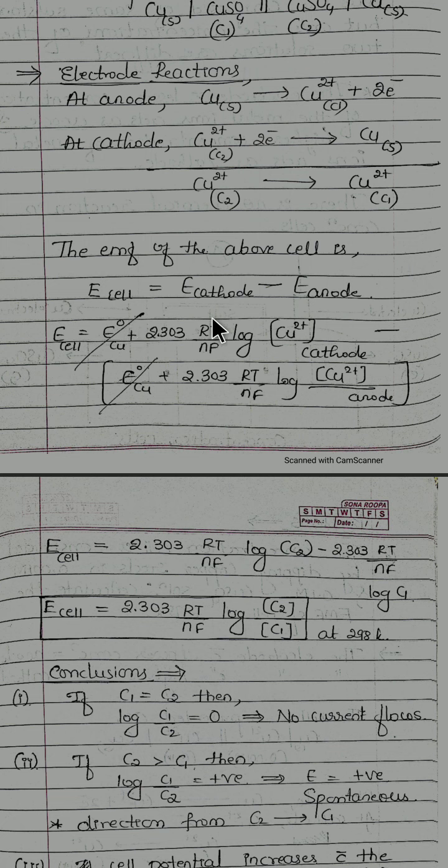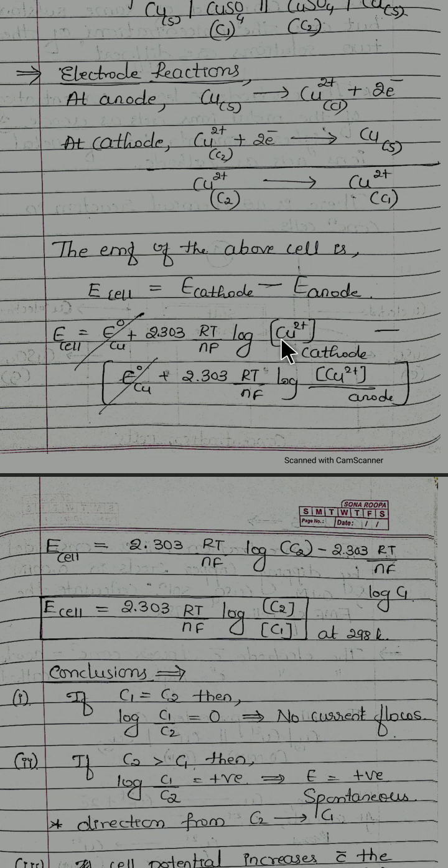As you know, the potential E is given by E naught minus 2.303 RT divided by NF log of product divided by reactant. Now with respect to the cathode, you can write E naught of copper, that is the standard electrode potential of copper, plus 2.303 RT divided by NF log of the copper metal ion concentration at the cathode. Here I have directly taken it; actually in the Nernst equation you will have 1 by the metal ion concentration, that is 1 by Cu2+ concentration.